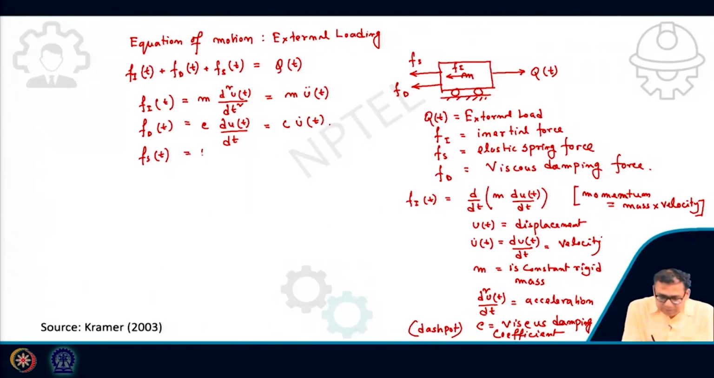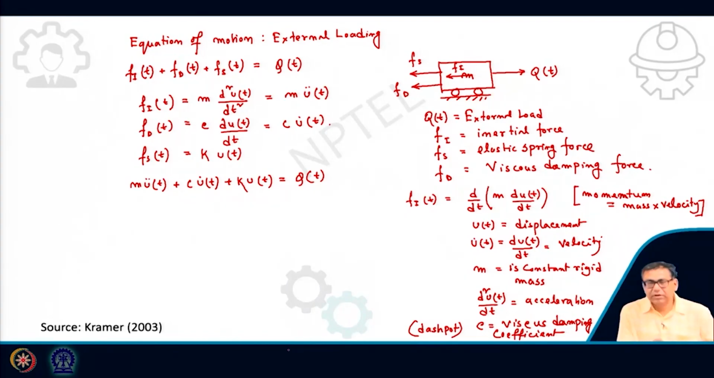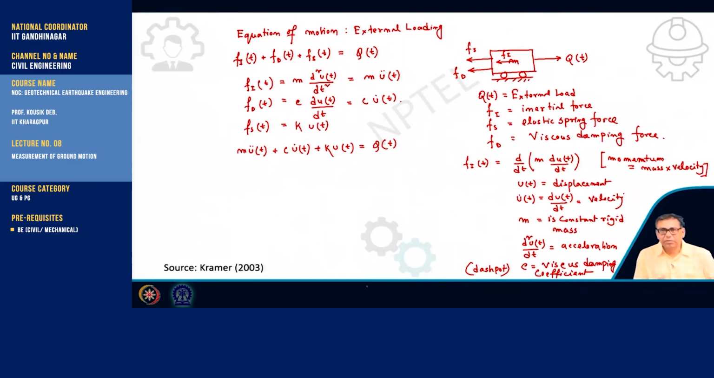Now the next one is Fs(t), which is the product of stiffness and the displacement, because this is the elastic spring force. That will be k into u(t), where u is the displacement. Now if I put all these expressions here, this will be m u double dot plus c u dot plus k u(t) equal to Q(t). So this is your basic equation of motion if it is subjected to external load.